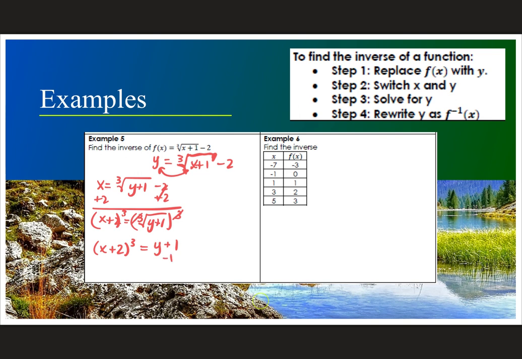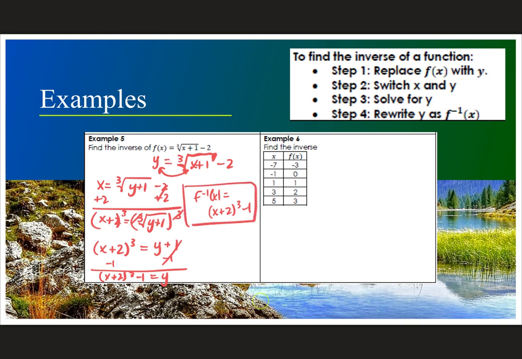And then the last step is to subtract 1. So I got (x plus 2) to the third minus 1 equals y. And then my last step is to replace that with the inverse of a function. So I have f inverse equals (x plus 2) to the third minus 1. Sorry, it's a little squished.